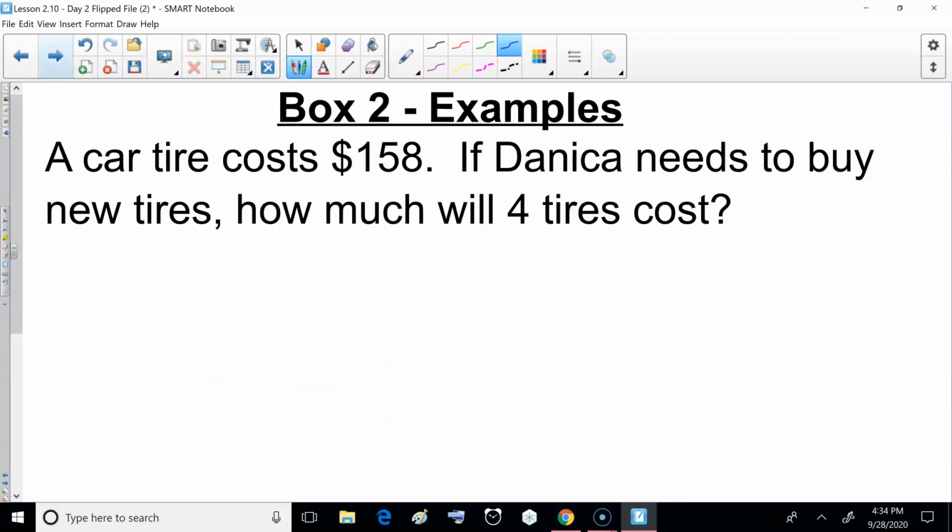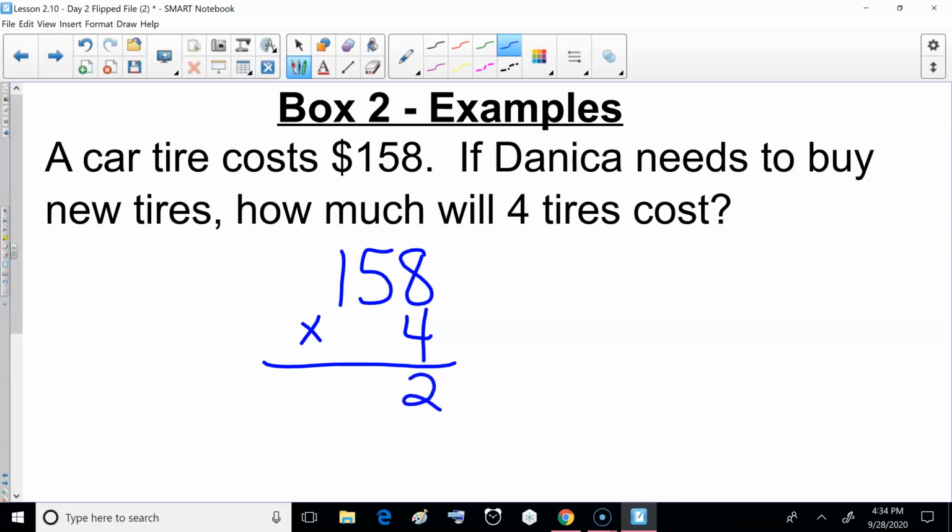Here's a word problem now. We're going to go straight with the parent method. A car tire costs $158. If Danica needs to buy new tires, how much will 4 tires cost? So if I picture she's buying, each tire costs $158, and she needs 4 tires. So here we go, our multiplication problem. Now break this down step by step. So 4 times the 8, which is in our ones category, is 32.